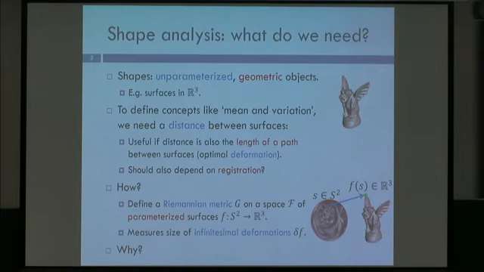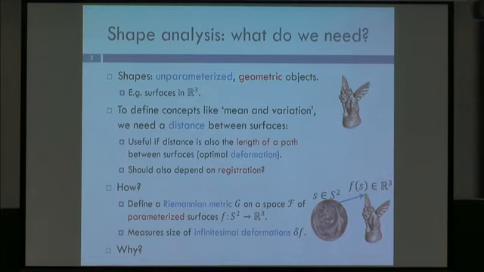So one way to do that, at least, is to try and define concepts such as mean and variation, as would be used in classical statistical analysis. But in order to do that, we need to define a distance between these objects. It's useful if that distance, as well as simply giving us a number for two different surfaces, actually also gives us, or is in fact, the length of a path deforming one of the surfaces into the other surface. This gives us a nice interpretation of the distance as an optimal deformation between one surface and another. That doesn't have to correspond to any particular physical model, but it gives a nice intuitive picture of what's going on.